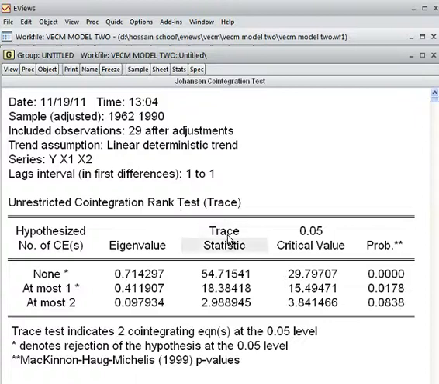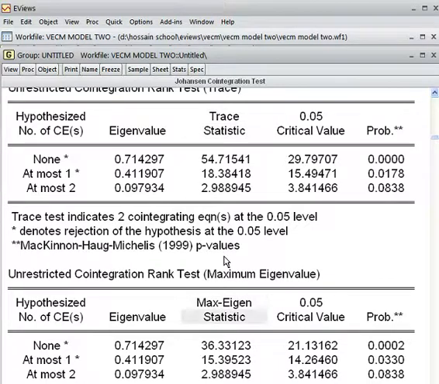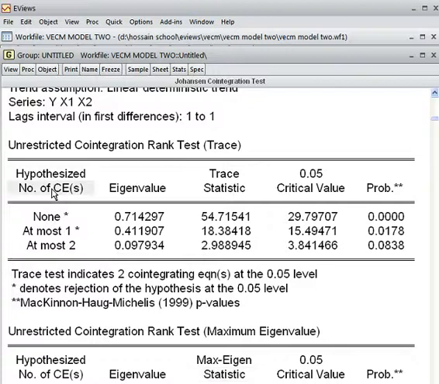You see the trace statistics here, and the max eigen statistics here. The null hypothesis is that there is no cointegration. I can reject this null hypothesis because the p-value is less than 5%. Then the second null hypothesis is that at most one cointegrated equation exists. Can I reject it? Yes, because the p-value is 1.78%, which is less than 5%. So we can reject the null hypothesis.